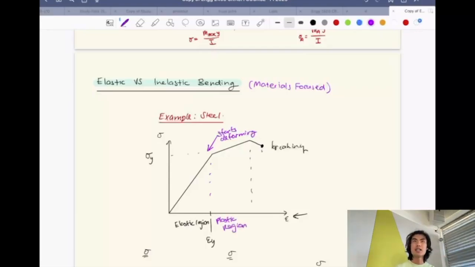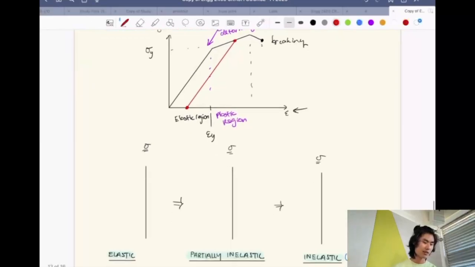And a cool thing about the plastic region is that after it has entered the plastic region, it can never go back to the elastic region. So if you decide to remove all the strain that's been put onto the steel, then it will go back, but it won't ever be as strong as it usually was. Once you strain steel enough, it won't return to its normal strength.